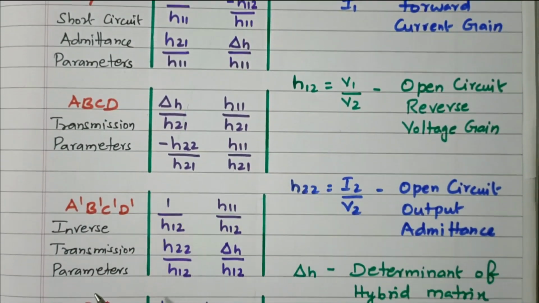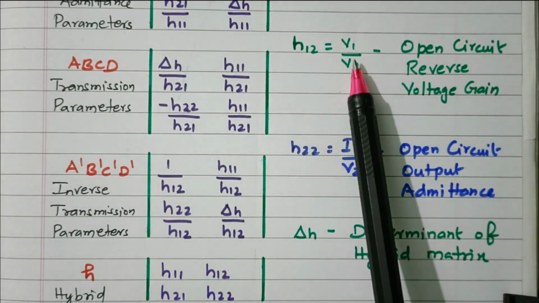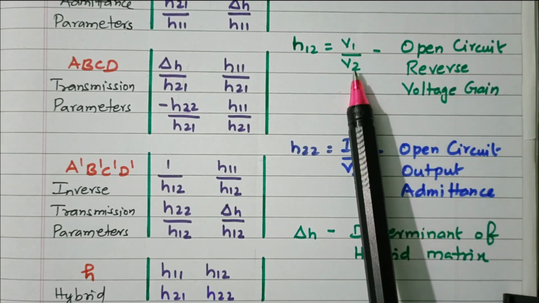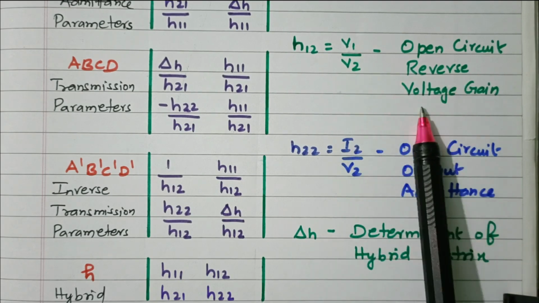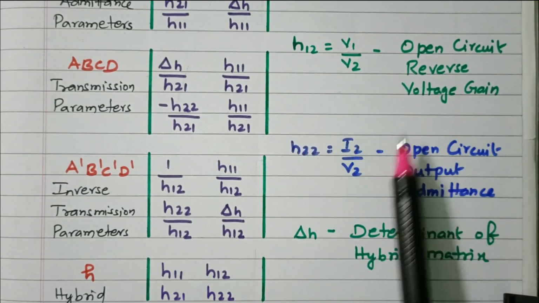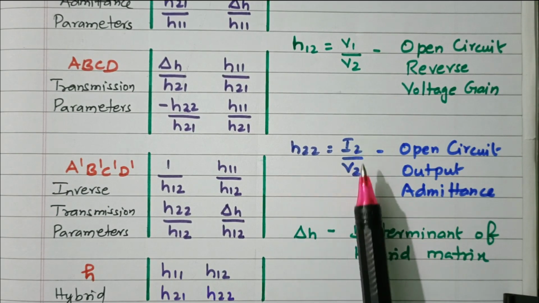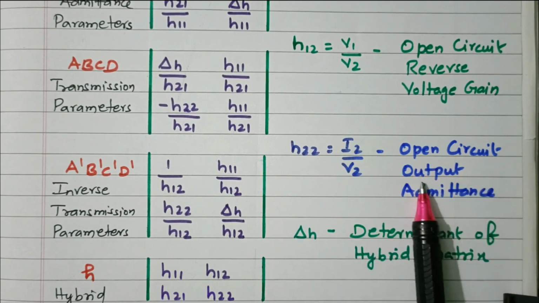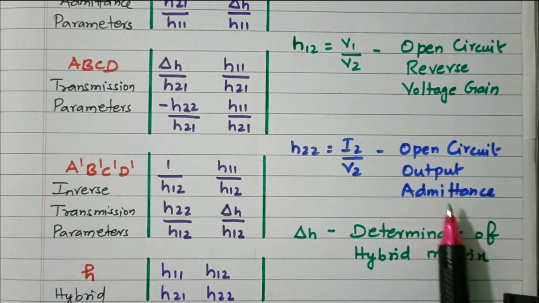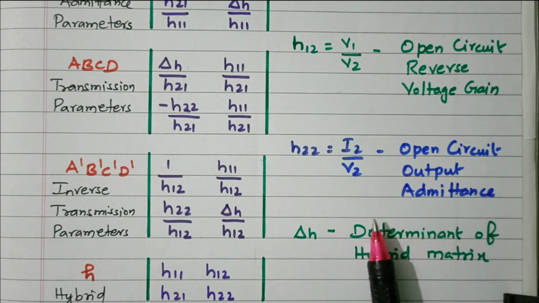Then H12. H12 is V1 by V2, so these two parameters are open circuit. Open circuit reverse voltage gain. V1 by V2, input voltage by output voltage, so it is reverse voltage gain. V2 by V1 means forward, but here V1 by V2 is reverse voltage gain. H22 is nothing but I2 by V2, open circuit, output. I by V, so it is admittance. Open circuit output admittance.